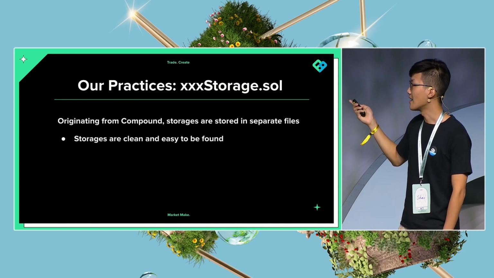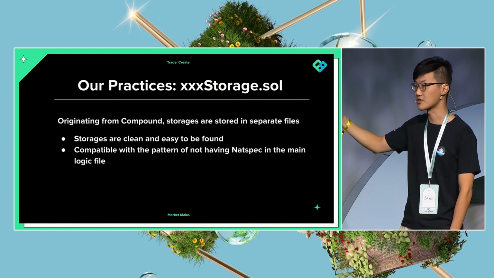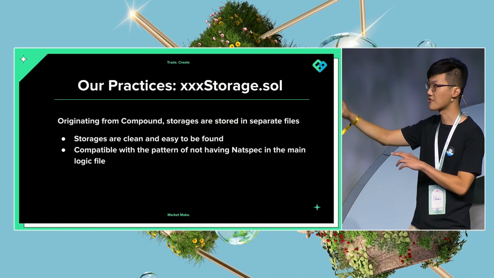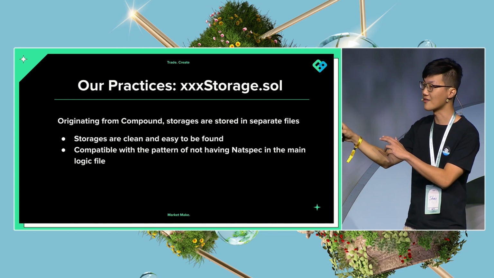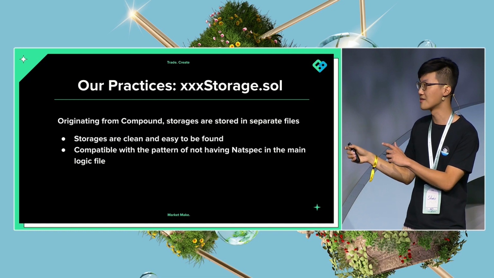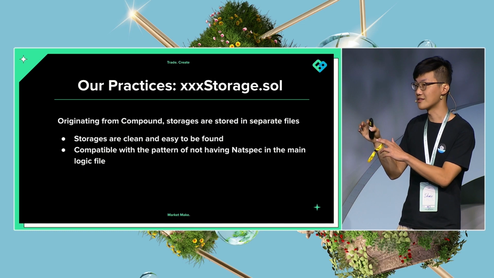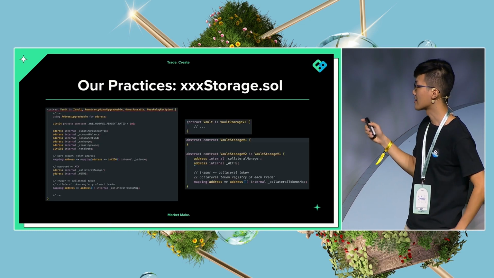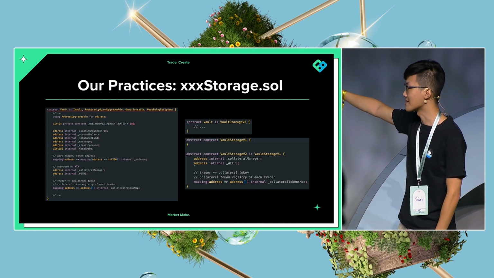And I think it's also compatible with the pattern of not having the namespace inside the main logic file. Because if you have all the storages inside the main logic file, you inevitably have to put your namespace into that file, while we always put the namespace into another interface file. So by separating storages into an independent file, we can actually have the namespace in the practice on the right side.